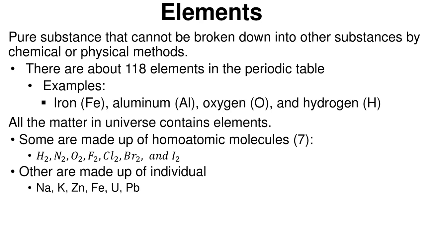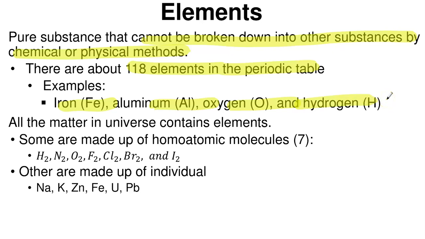So let's break down and provide more context about elements. Elements, of course, like I said, are pure substances that cannot be broken down into other substances by either chemical or physical means. We have about 118 of them located in the periodic table. Common examples are iron, aluminium, oxygen, and hydrogen. These are common ones we see every day. All matter in the universe contains elements. What it simply means is that elements are the building blocks of matter.